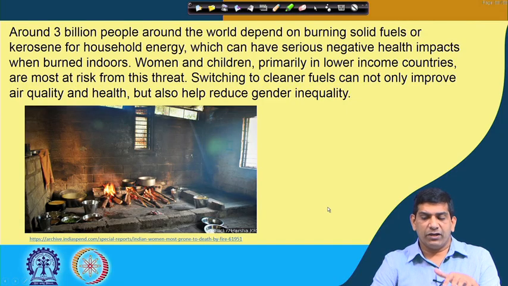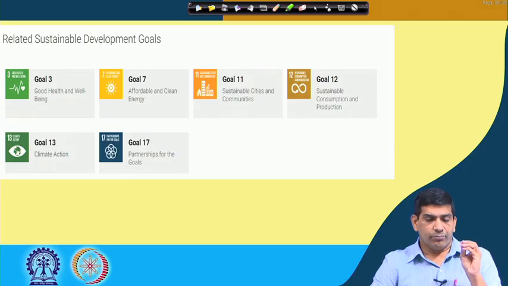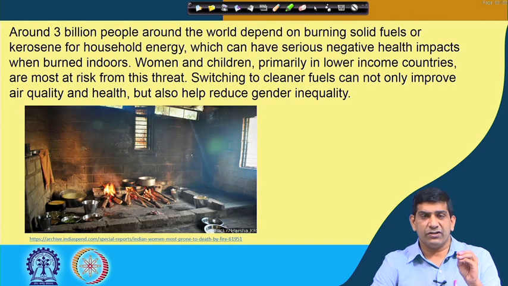Around 3 billion people in the world depend on burning solid fuel and kerosene, which can have serious negative health impacts. Women and children, primarily in low-income settings, are more at risk, and switching to cleaner fuels will help. So these are the different air pollutants, and also the issues associated with them, such as what the sources are.